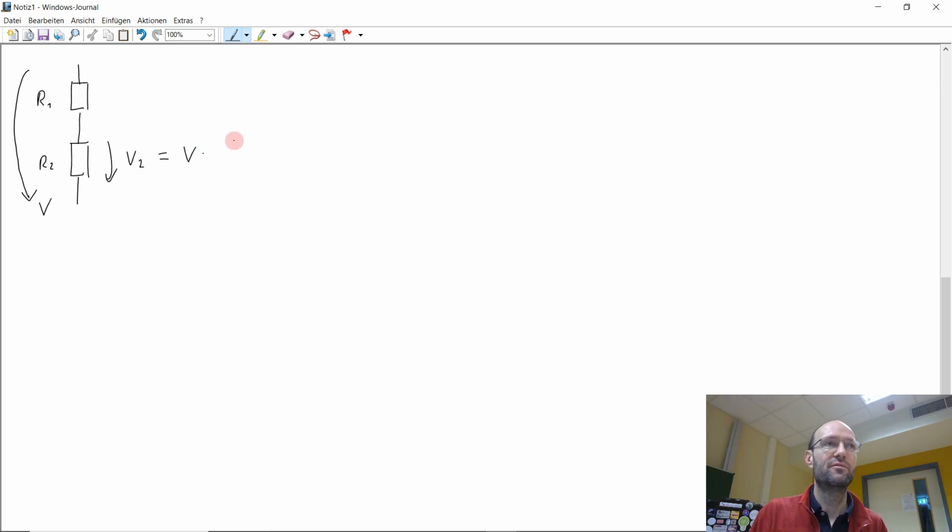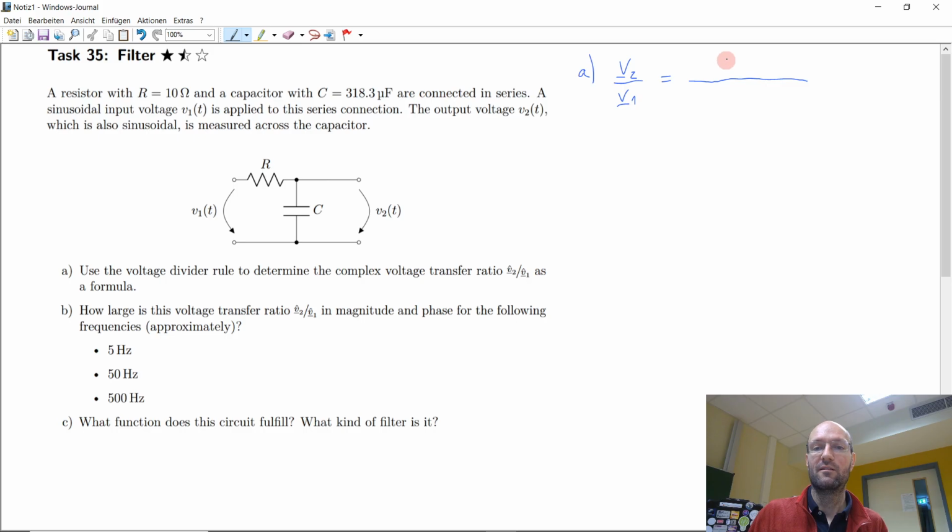So it's the total voltage, exactly, multiplied with the partial resistance, the resistance where we have the voltage drop across, and then divided by the total resistance. And so we could also bring this V to the other side, and then we would have partial voltage divided by total voltage is partial resistance divided by total resistance. Okay.